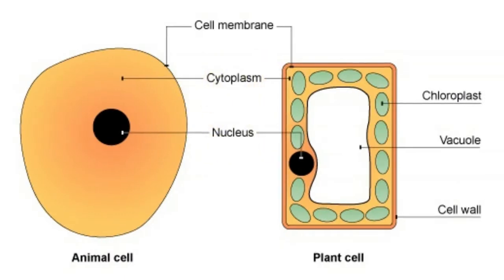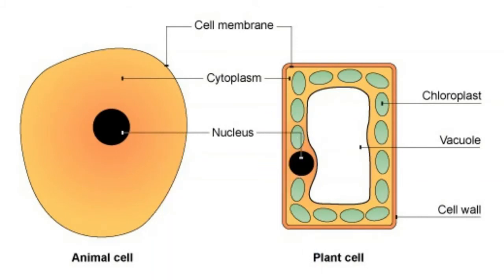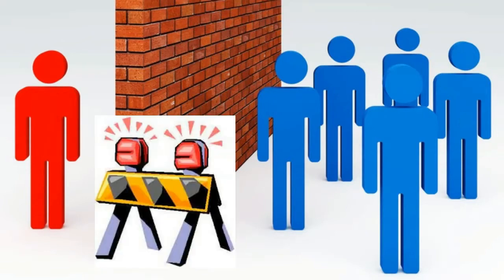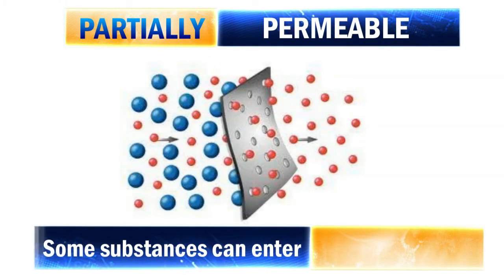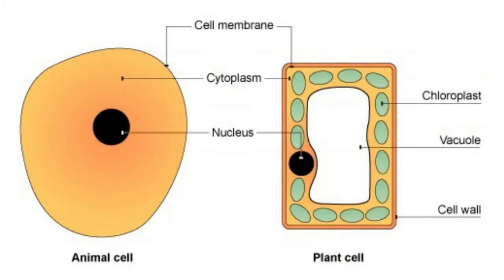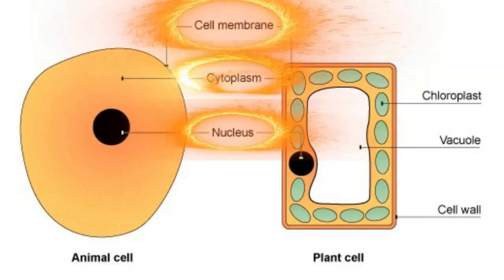The cytoplasm is a liquid of the cell where chemical reactions can occur. Thirdly, there is the cell membrane. The cell membrane controls what enters and exits the cell, like a barrier. This barrier is partially permeable. That means some things can enter and some things cannot. So all three features shared by both cells: the cell membrane, the nucleus and the cytoplasm.